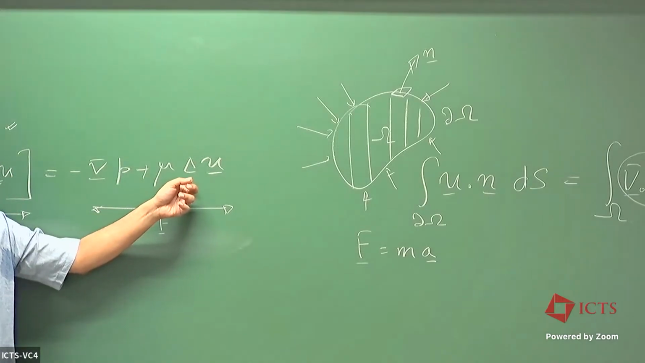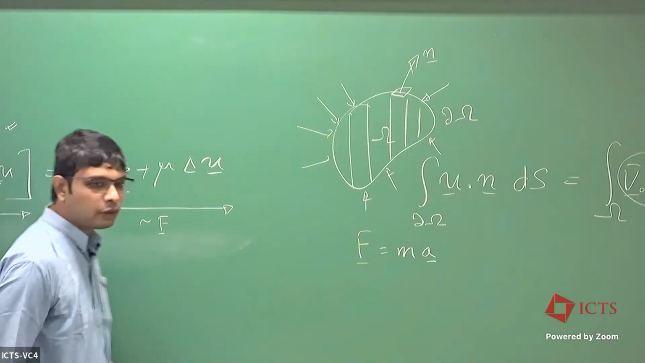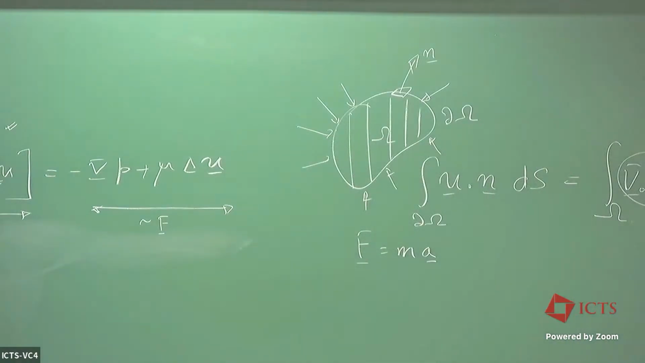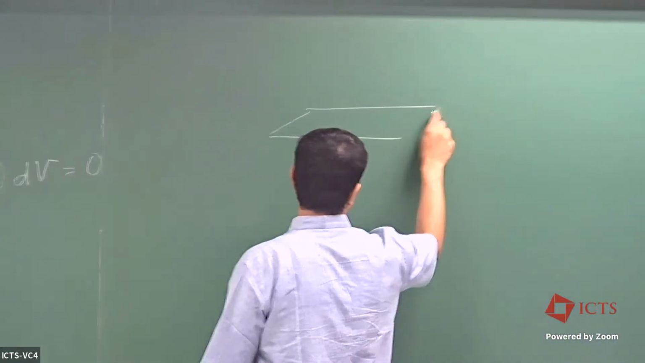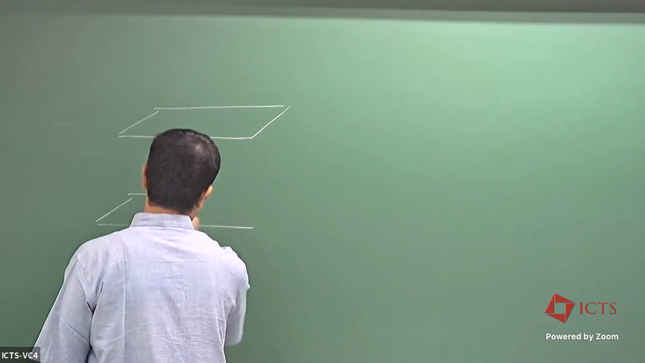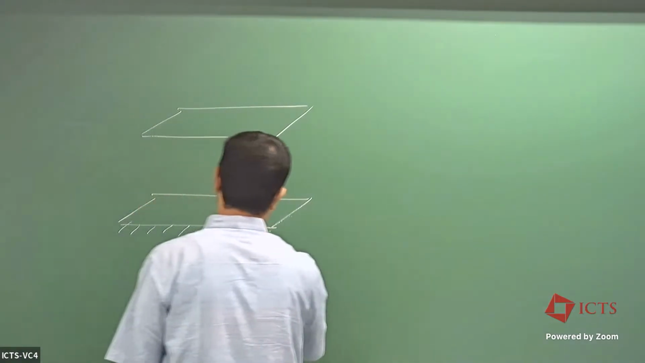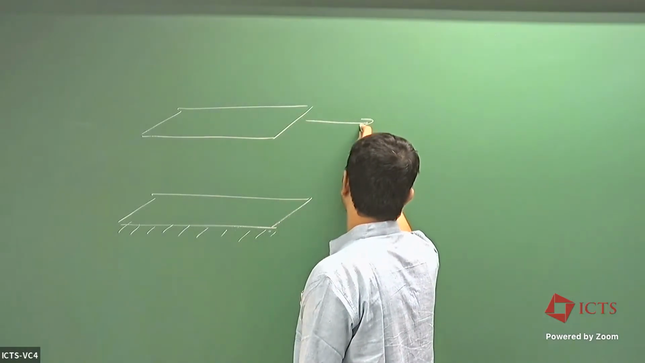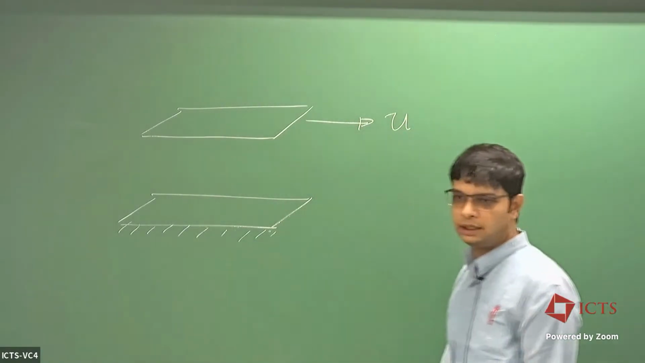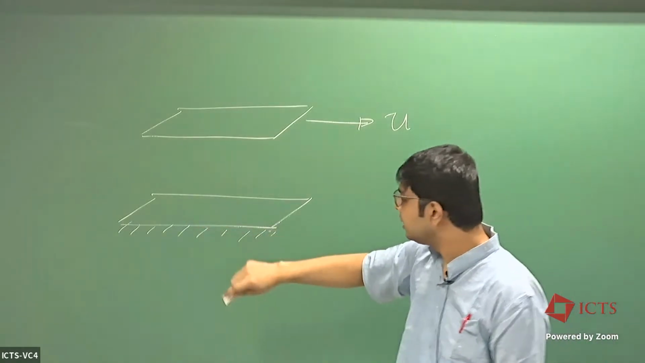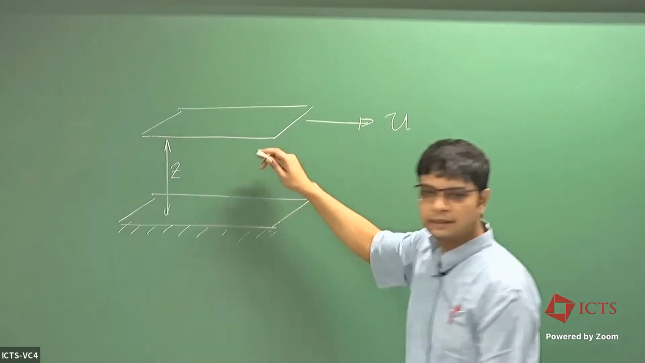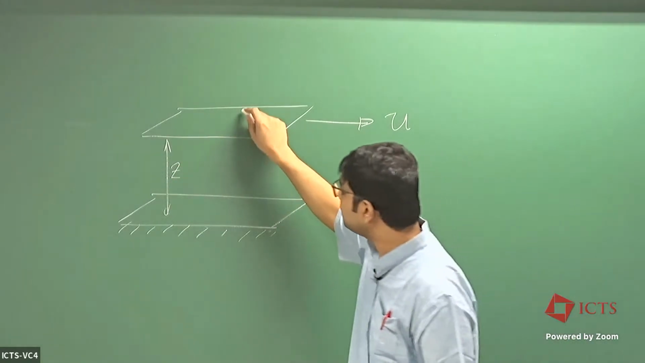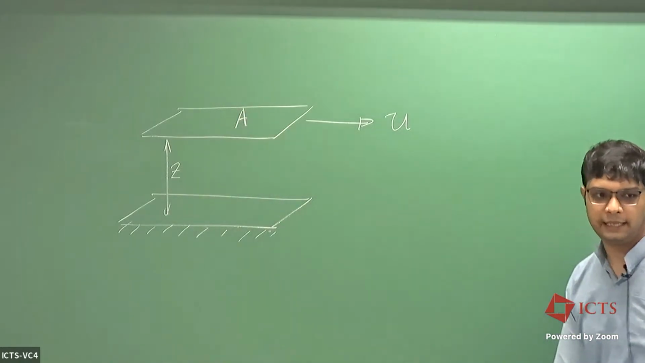So now let's talk about the other piece, and this is the piece coming from viscous stresses. What does that mean? This is something you studied in some version in class 12. Suppose I take a plate and move it with some velocity u, and this is a wall that's fixed. Let's say this height is z, and there is some fluid sitting inside. The area of the plate is A.